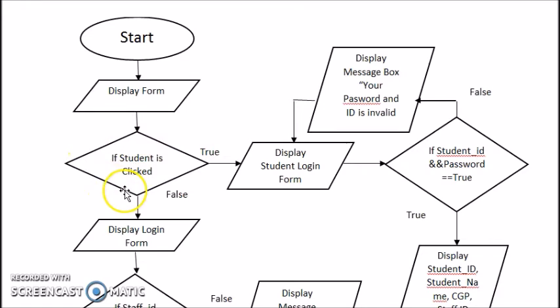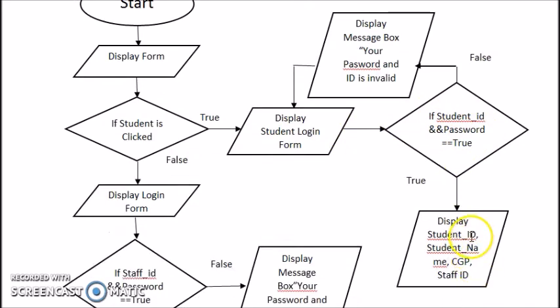If you click the student button, it will display the student login form. If you enter the correct password and ID, it will display the student ID, student name, CGPA, and the staff ID. If you enter the wrong student ID and password, it will show an error message. Then it will come back to the student login form. So you have to enter the correct password and ID in order to view the student CGPA.